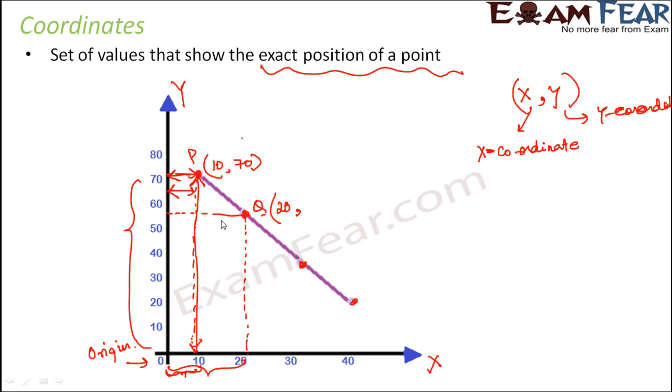Right? So to find out the y coordinate, take the measurement on the y-axis. So on the y-axis, this much is the distance, which is 55. So 55 will be your y coordinate. So 20, 55 will be the coordinates of point Q.